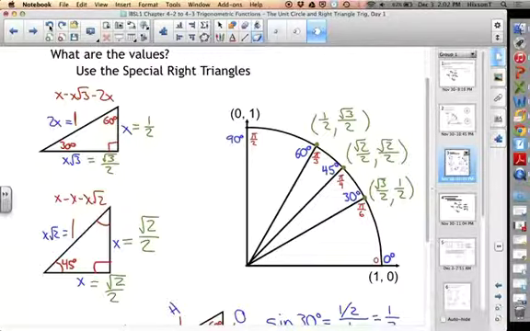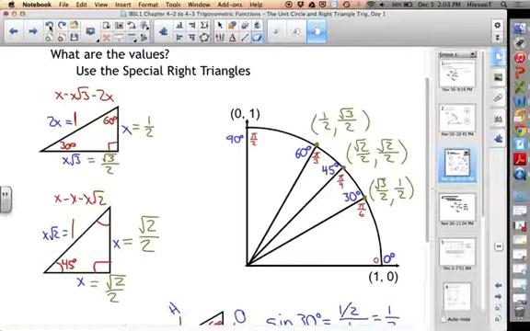Try a couple more of these. What would the sine of pi over 2 be? One. Okay. What's the cosine of pi over 6? Root 3 over 2, all right? What's the tangent of pi over 4? 1. Good. The tangent of pi over 4 is 1. Root 2 over 2 over root 2 over 2 is just 1. Okay.